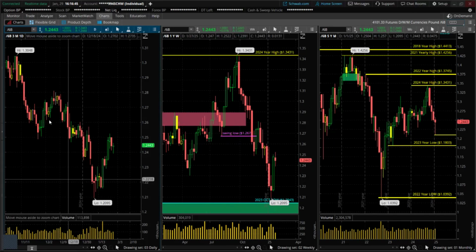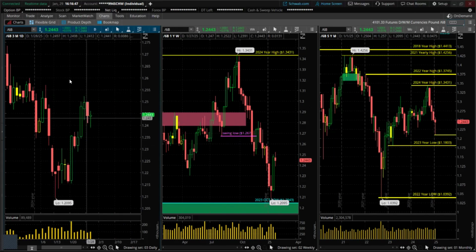And the daily chart, in a consolidation phase. Nice. Consolidation phase, impulse move up. That might be a trade signal forming here on the daily chart. Big impulse move up, pull back.